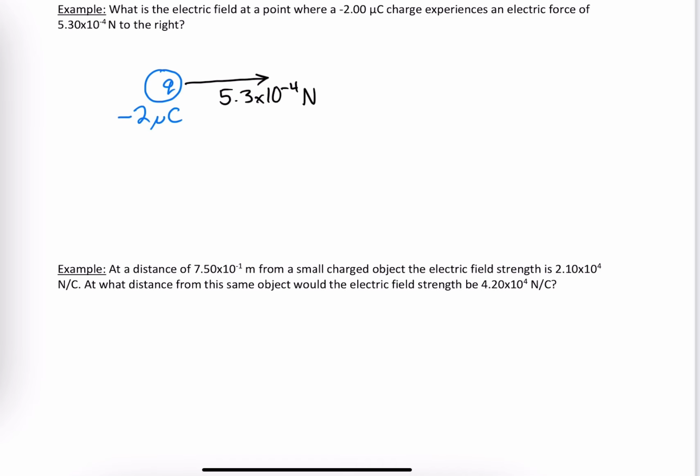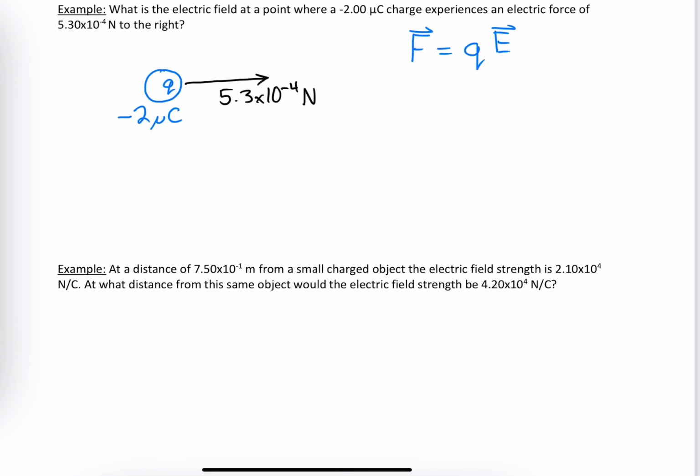So we want to know what the electric field is that's causing this force, right? Here I have a charge in a pre-existing electric field, and it's feeling a force. So that's basically this formula up here that I'm working with: the force on a charge in a pre-existing electric field. Well, if the force is to the right, and the charge is negative, that means the electric field must be to the left.